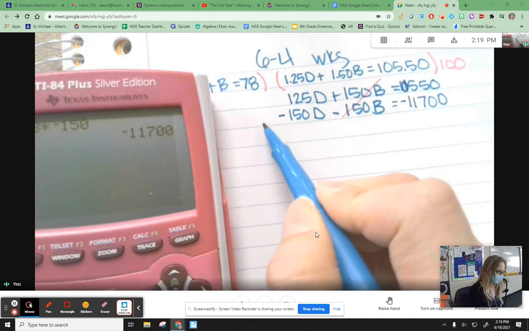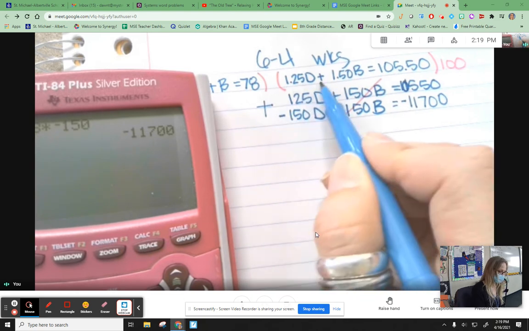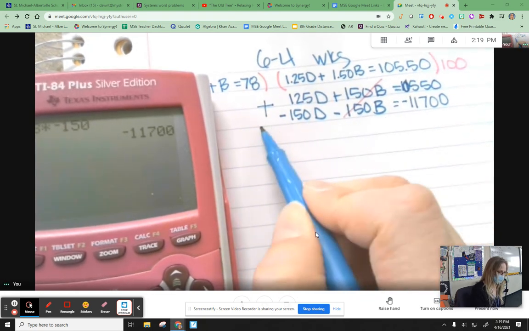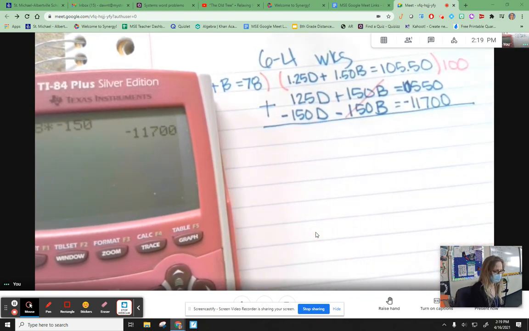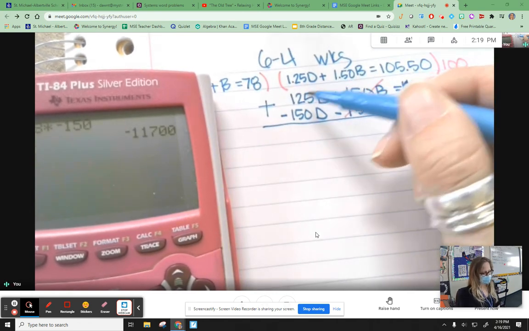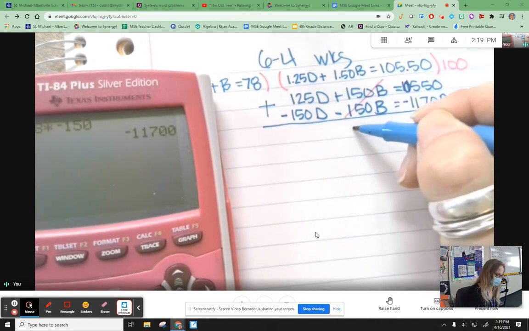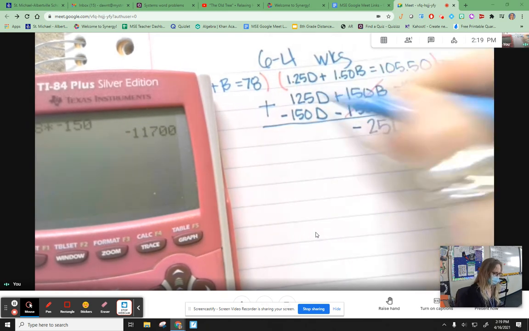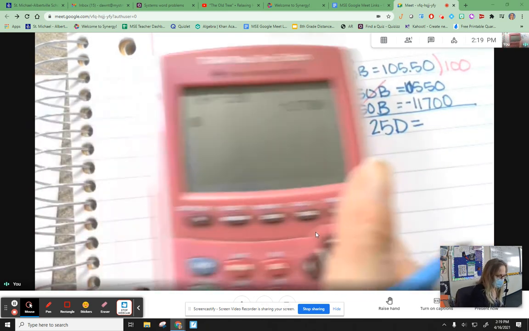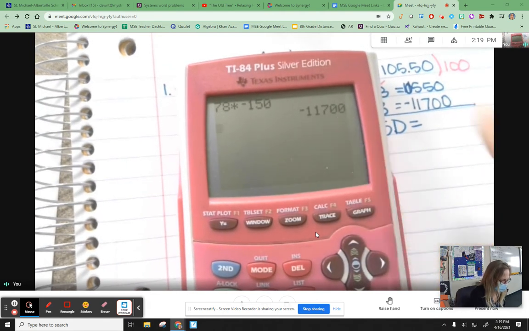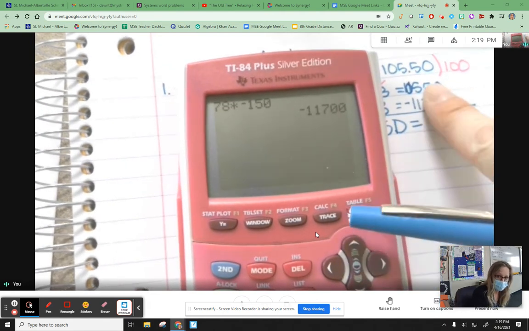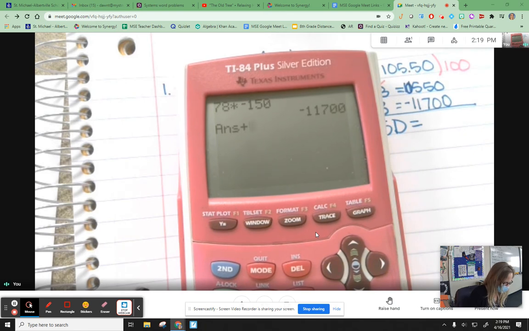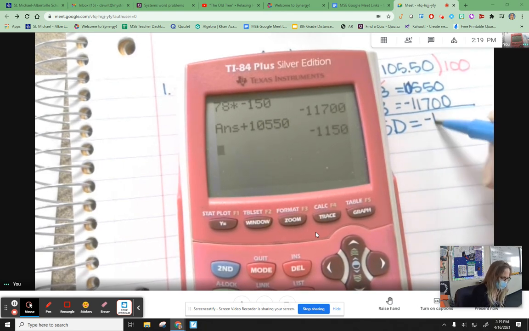And if I add, I'm adding because I have opposites right here. So I have 125 and negative 150. That gives me negative 25D. And I'm just moving that closer to the equal sign. And then I've got this negative 11,700 right here. And I'm just going to add 10,550 to that. And I get negative 1,150.